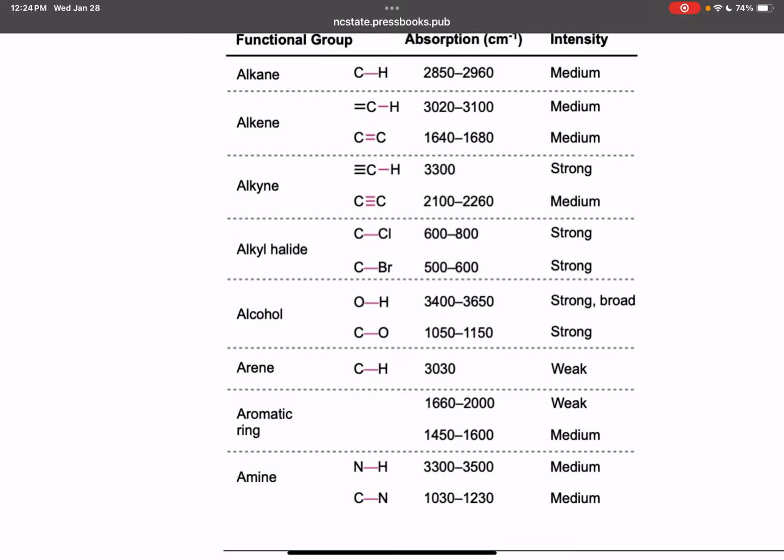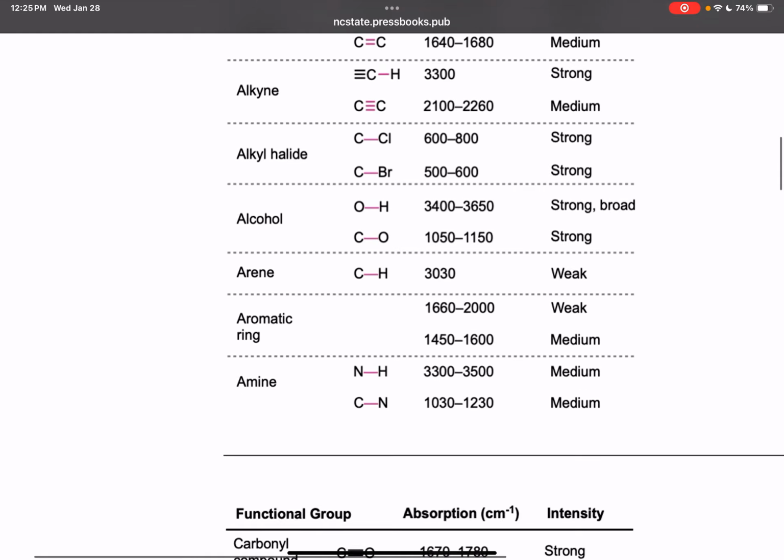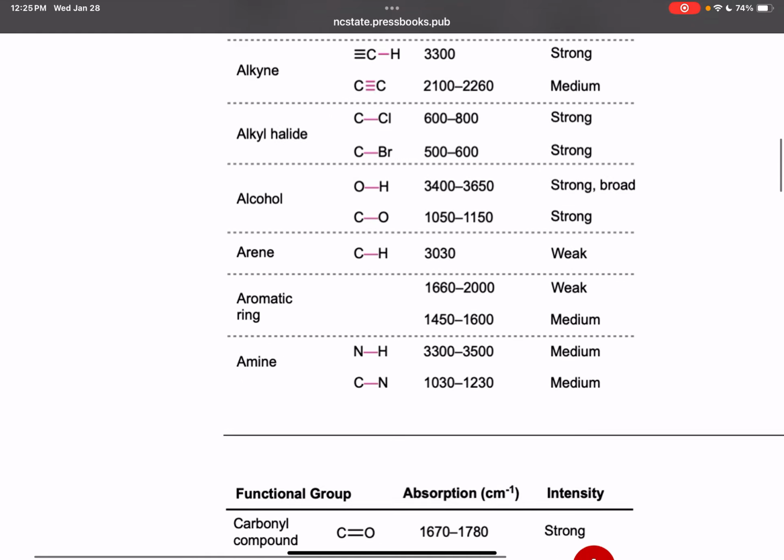So the nature of the CH bond, whether it's on a carbon that's sp3, sp2, or sp hybridized, is going to play a big role in its position. But you don't need to be able to justify that. All you need to be able to do is to look at a chart like this and say, oh, I see a signal around 3,300, and say, oh, well, that corresponds most likely to an alkyne.